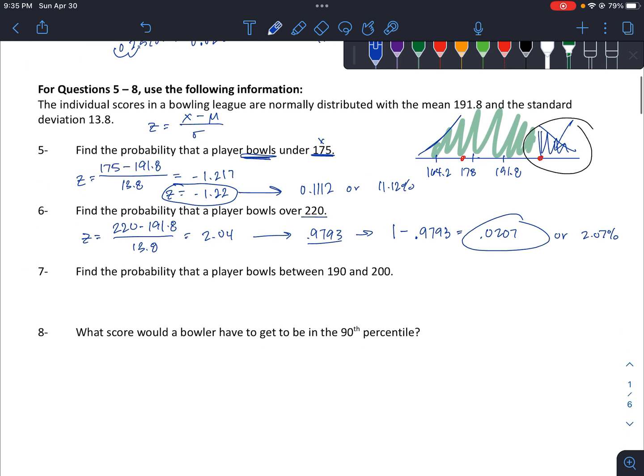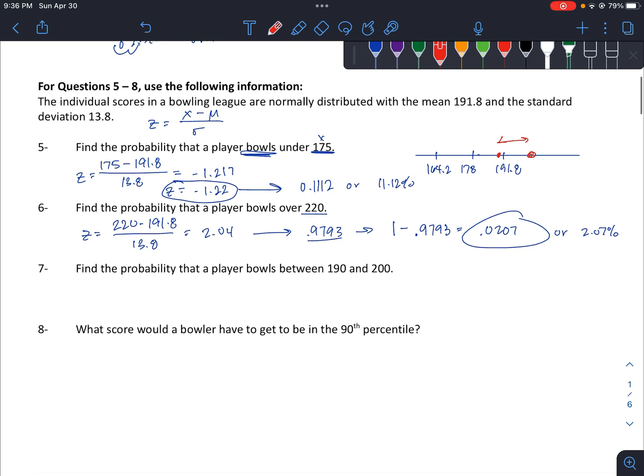Okay. Find the probability that a player bowls between 191 and 200. Okay, so this is an area in between. So 190 is somewhere right here, and 200 somewhere right here. So what is the area in between those?